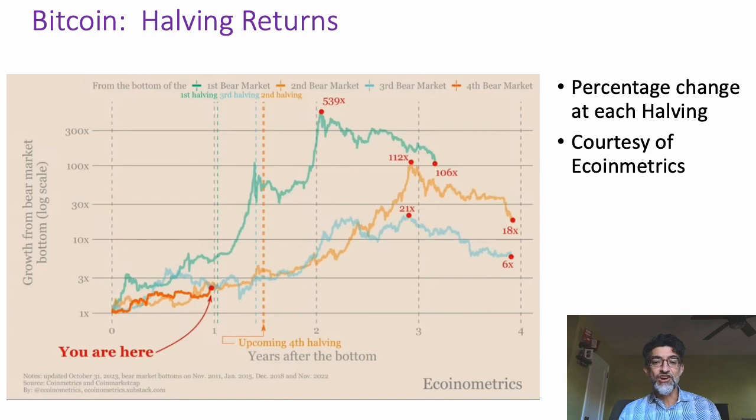If you look here at this chart, I really like this chart for a few reasons, but one reason I like it is because it shows you the long-term returns after each halving. So in the first halving, Bitcoin went up 539 times. I know that's a huge number. During the second halving, it went up 112 times. And during the third halving, it went up 21 times. So you could see after each halving, Bitcoin went up a lot, but it's been going up less for each halving.